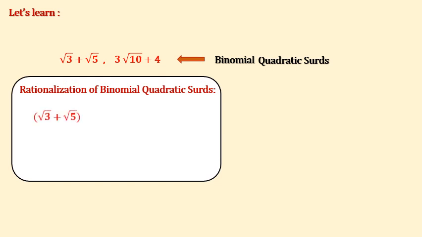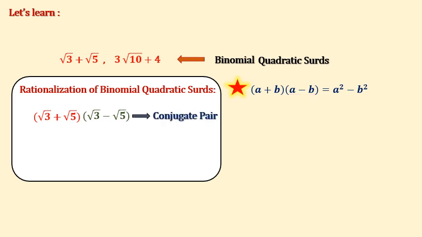If we have a binomial quadratic surd root 3 plus root 5, in order to rationalize it, we will use the identity (a plus b) into (a minus b) is a square minus b square. Now the given binomial quadratic surd is of the form a plus b. So the corresponding surd of the form a minus b will be root 3 minus root 5. Such a pair of binomial quadratic surds is called as a conjugate pair.